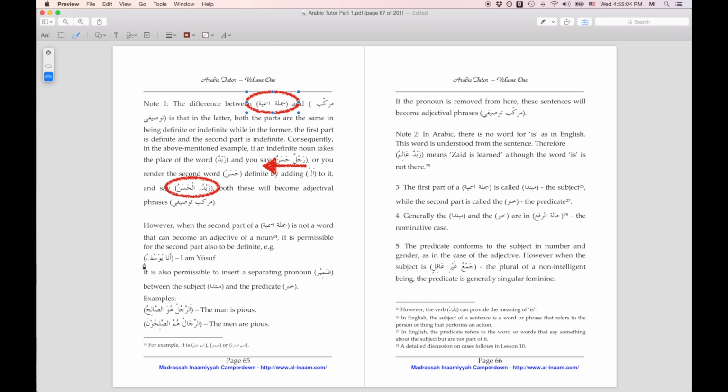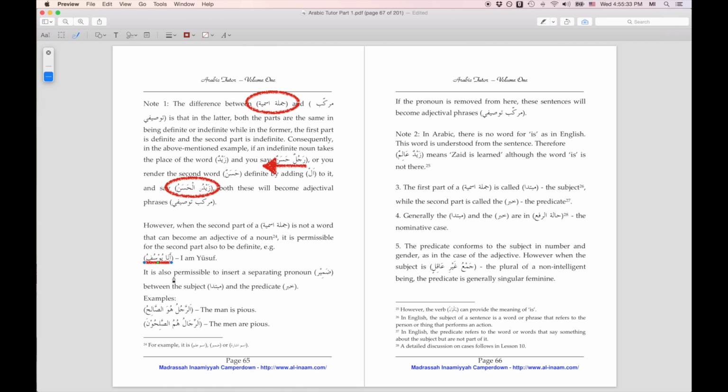But when the second part of this jumlatul ismiya that begins with an ism, or a name, is also a definite noun which cannot become an adjective or a characteristic, then it is fine. So Ana is ism and Yusuf is also ism. Yusuf cannot become an adjective because it's not a characteristic, it is a name. So in this case, making this definite is fine. It doesn't have to be indefinite.